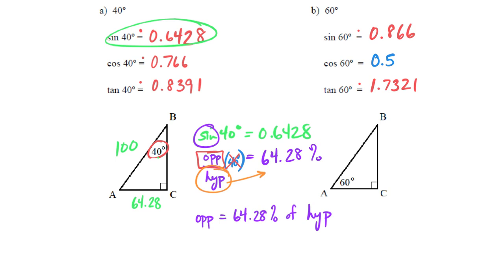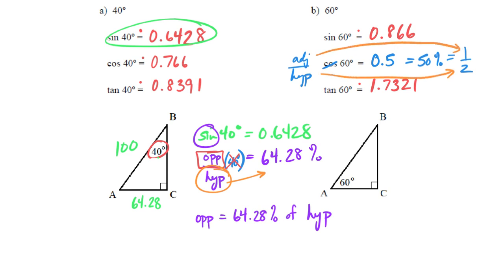at my blue ratio? When I found that special value, the cos of 60 being 0.5, we should be good that 0.5 is 50%. 50% is half. And if we go back to the beginning of the line, cos is adjacent over hypotenuse. Take a look at what that says. My adjacent is half my hypotenuse.